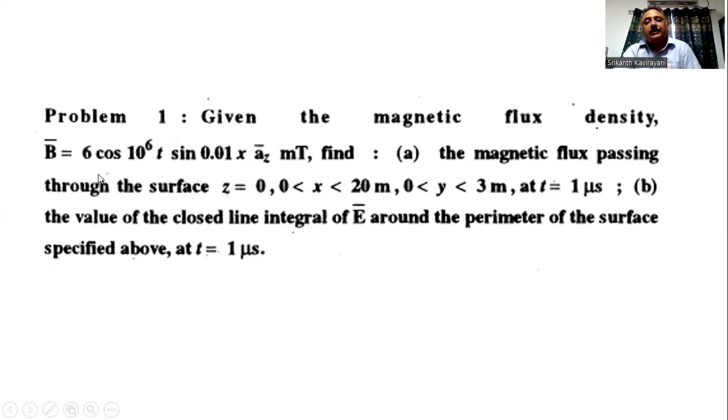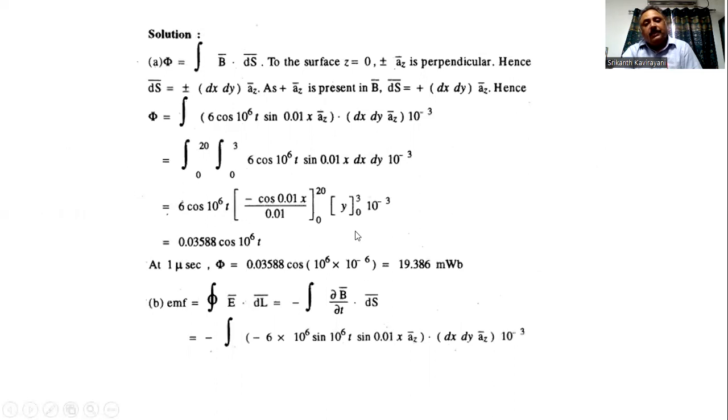So given the flux density and the surface details, the magnetic flux passing through is to be determined, and then we also try to find the line integral of E bar. Here, a basic solution can be obtained by considering phi equal to integral B dot ds. For the surface z equal to 0, plus or minus az is perpendicular. Hence ds bar would be plus or minus dx dy. As plus az bar is present in B bar, ds will be plus dx dy az bar.